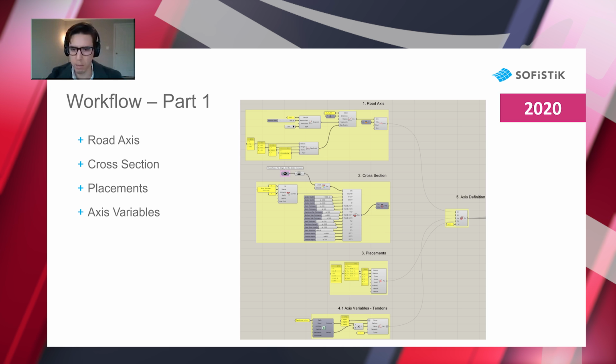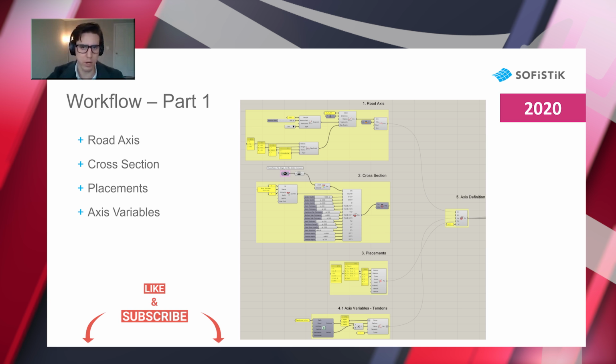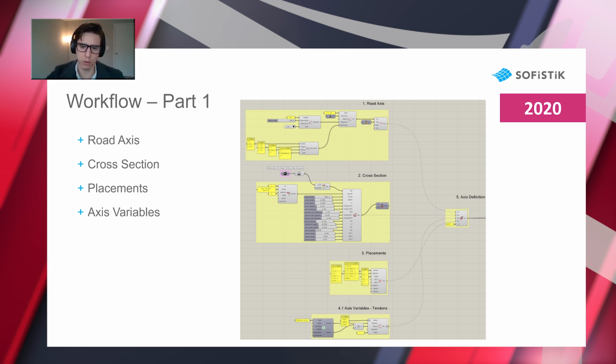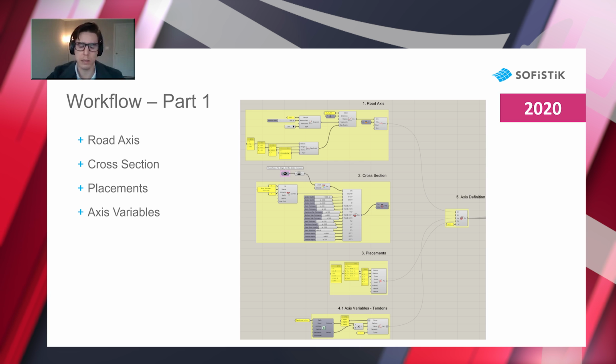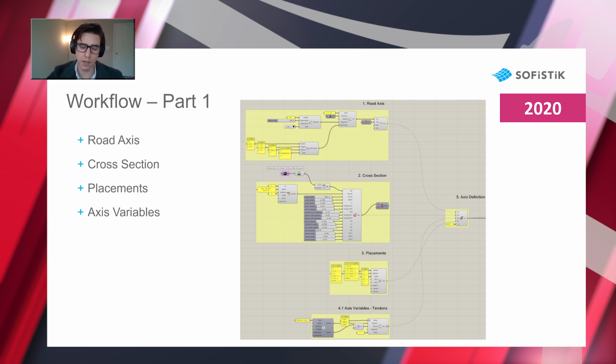It will contain placements. So placements, in the SOFiSTiK jargon, are points of interest along the axis. So these would be the position of our piers, our abutments, any support conditions, basically planes that cut the superstructure at a certain position. We can even go ahead and define super elevations or skews at these positions and so on.